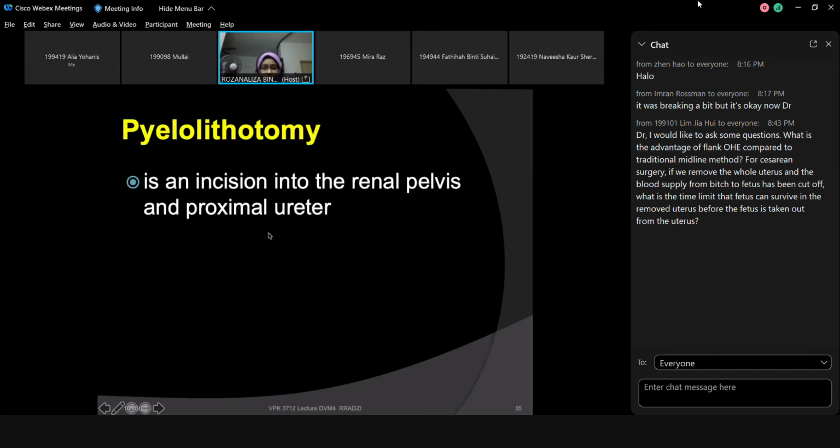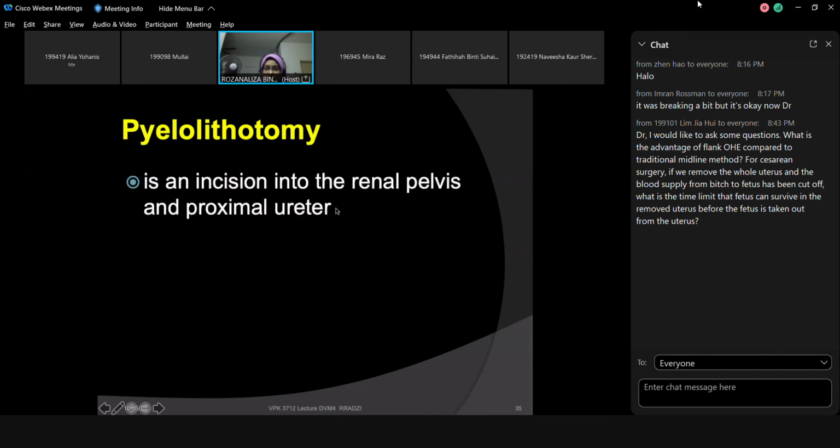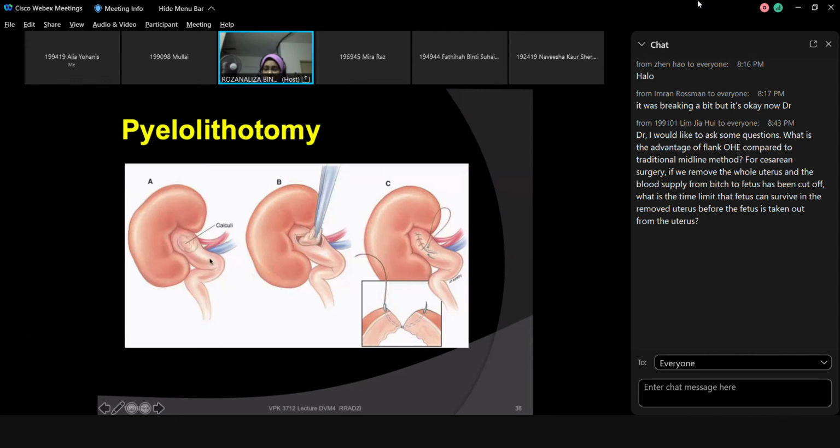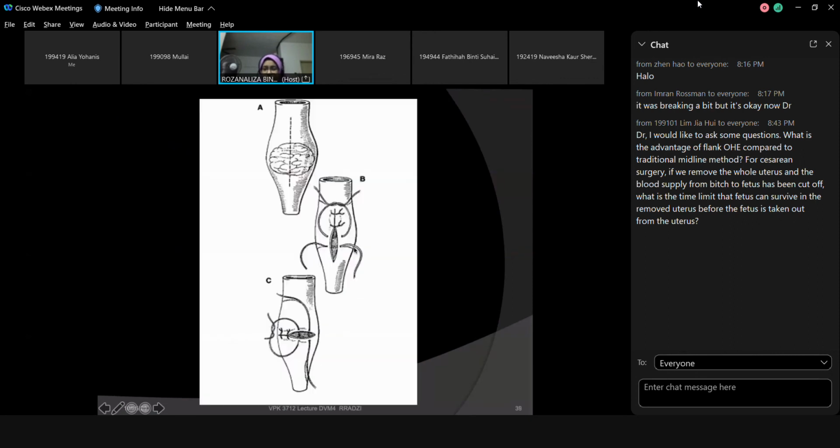And pyelolithotomy, this is pyelolithotomy. I have performed it a few times. Yes, if the stone is at the renal pelvis and proximal ureter, and you have a proper size of instrument and a proper size of suture, you can perform it. Okay, and it can be successful. Yeah. So sometimes the stone is stuck around here, so it's quite straightforward also. Okay. Let's see.